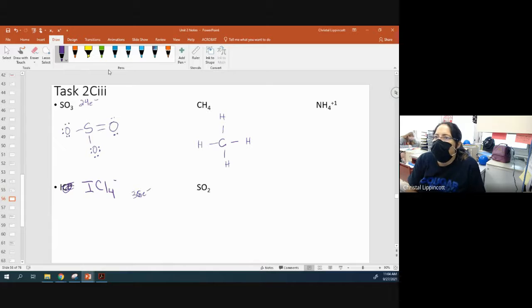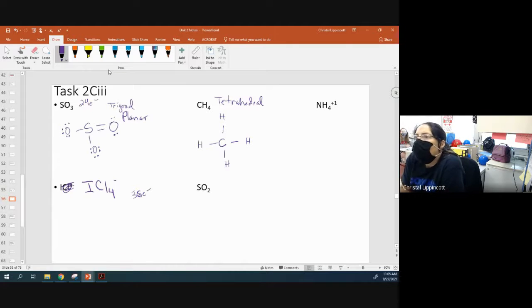So this one, what is it? Did you get it yet? Trigonal planar. No lone pairs of electrons here. We already said that this one is tetrahedral. Can you explain why it's trigonal planar?